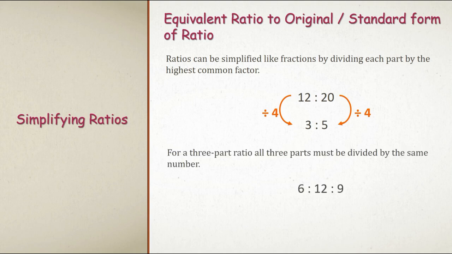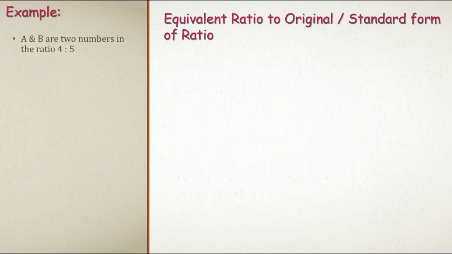Now for 3-part ratio, all 3 parts must be divided by the same number. So let's say 6 is to 12 is to 9. Highest common factor will be 3. Let's divide all 3 numbers by 3. So we'll get 2 is to 4 is to 3, which will be the original form of ratio. Let's take an example. A and B are 2 numbers in the ratio 4 is to 5. Let's write A and B.